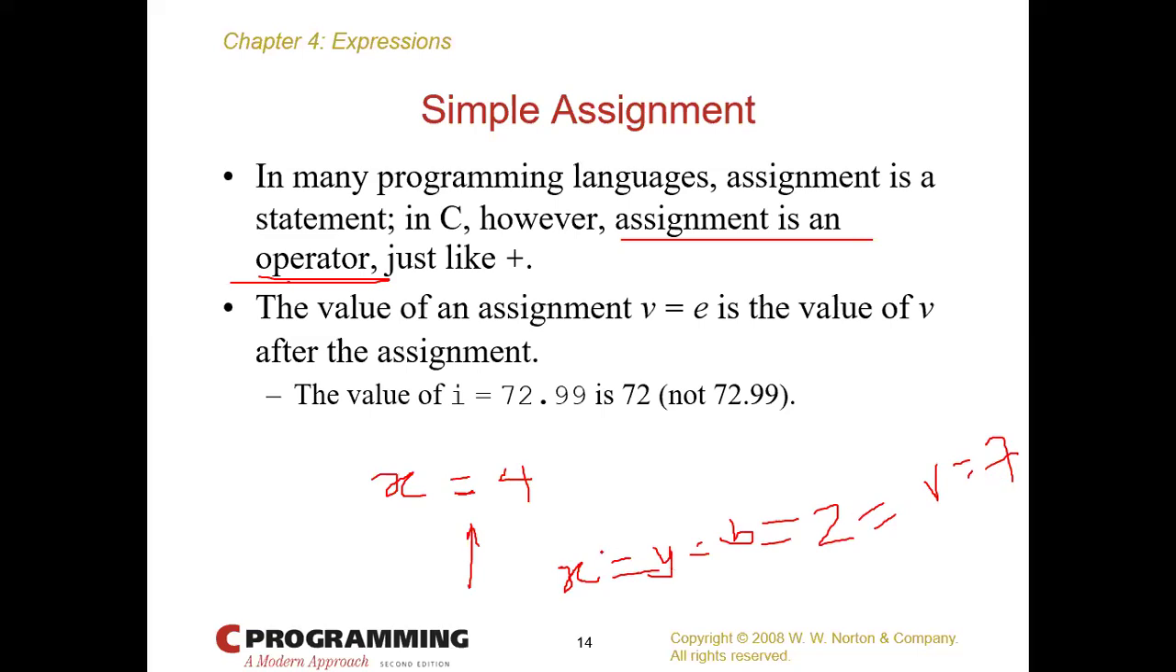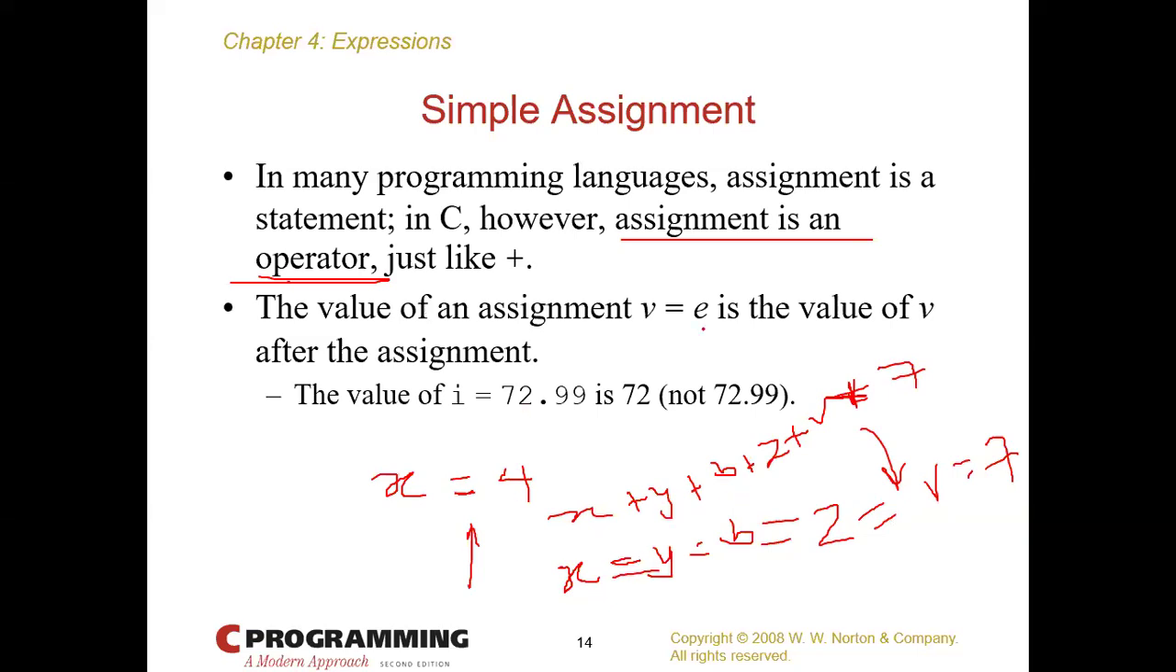Why? Because assignment is seen as an operator, it's seen like plus. So since you can have X plus Y plus B plus Z plus V plus 7, then you can have it like this also in C, because the assignment symbol is an operator. So we call it the assignment operator.